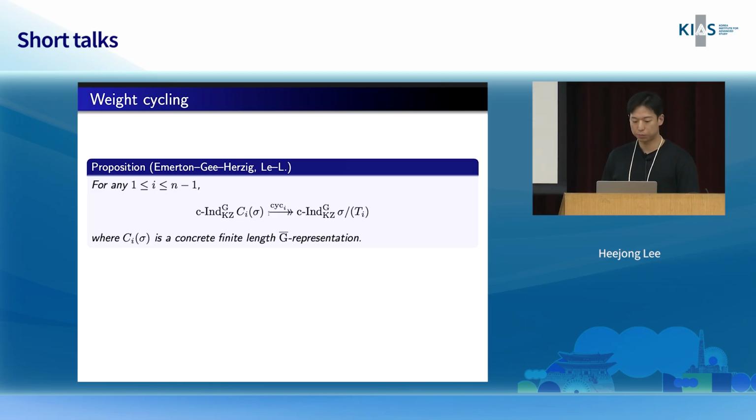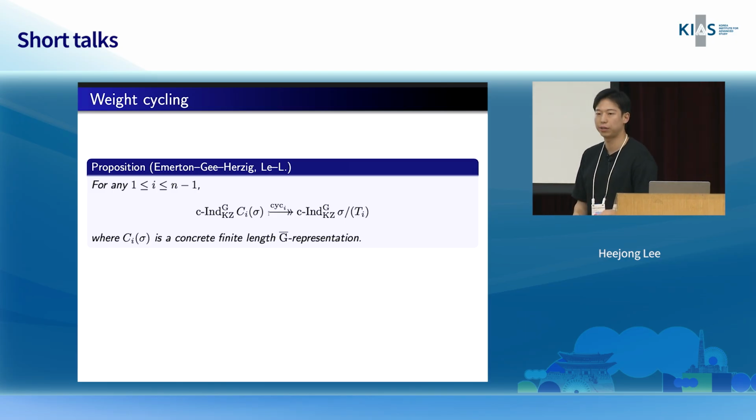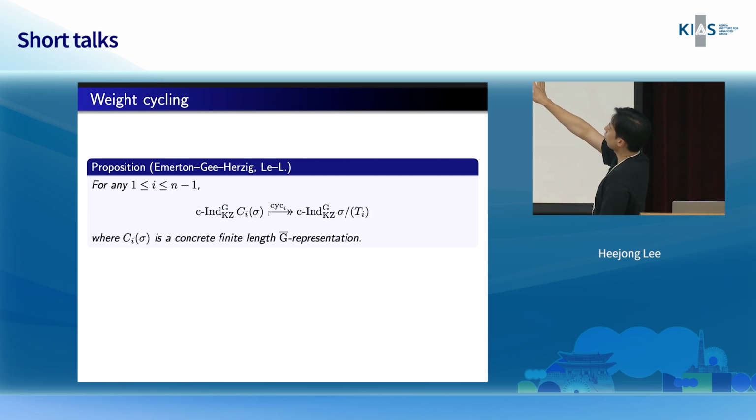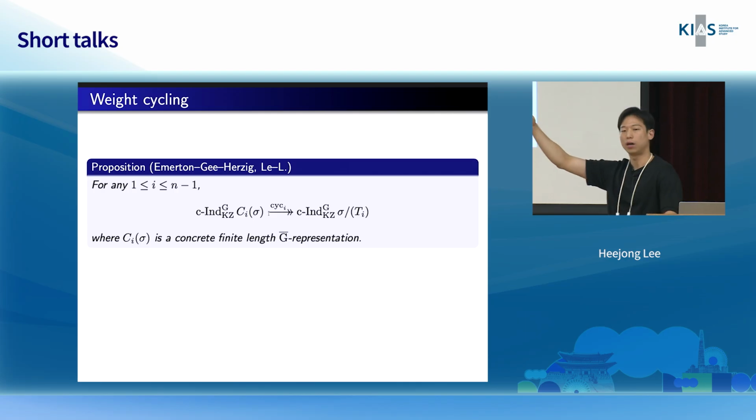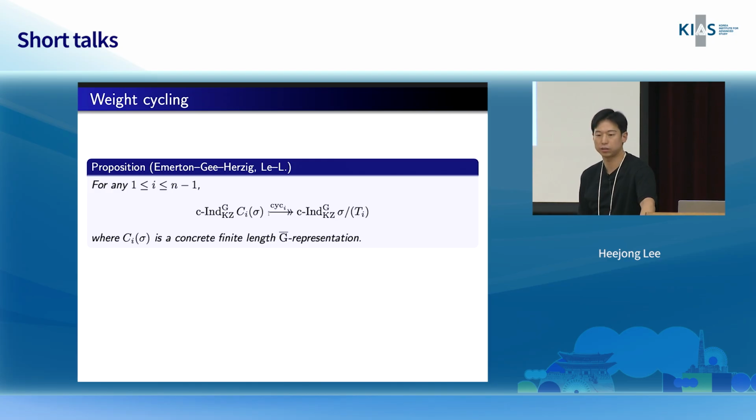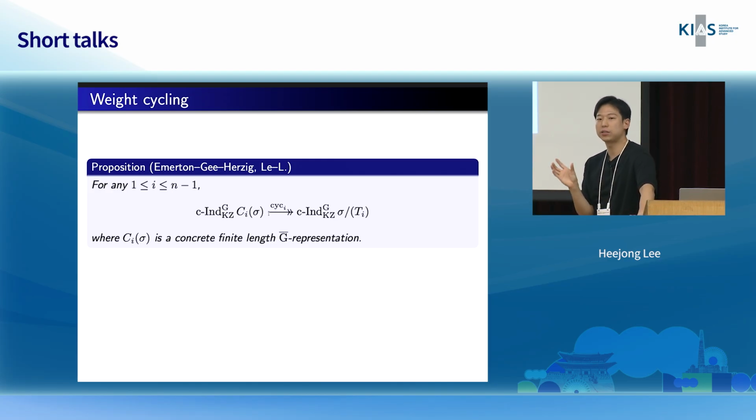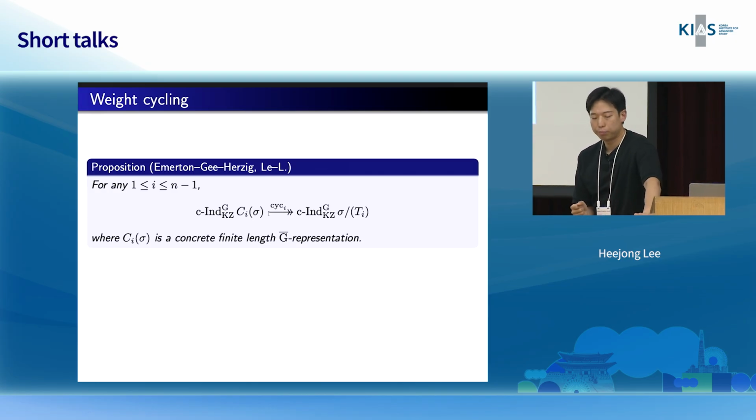This is proven by Emerton-Gee and slightly reinterpreted by myself and Daniel Le. It says that once we consider compact induction of sigma modulo some Hecke operator, it admits a surjection from another compact induction, where this Ci sigma is some explicit finite length representation of a finite group. This is essentially given by parabolic induction in the finite group, and then we can ask about its irreducible subquotients. This is well understood for GL2 or GL3, but beyond that, it's not so well understood.